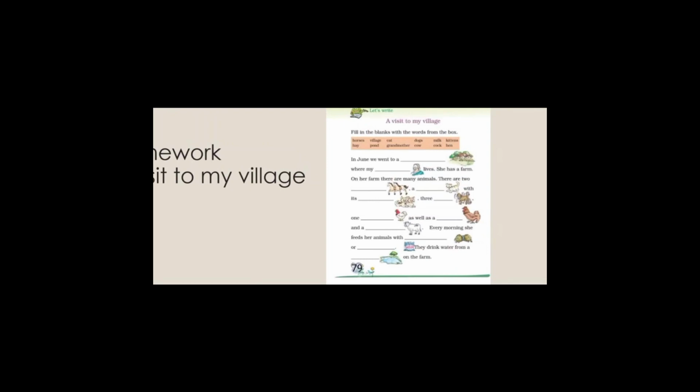Alright, so it goes like this. Listen very carefully. In June, we went to a village where my grandmother lives. She has a farm. On her farm, there are many animals. There are two horses, a cat with its kittens, three dogs, one hen, as well as a cock, and a cow. Every morning she feeds her animals with hay or milk. They drink water from a pond on the farm.